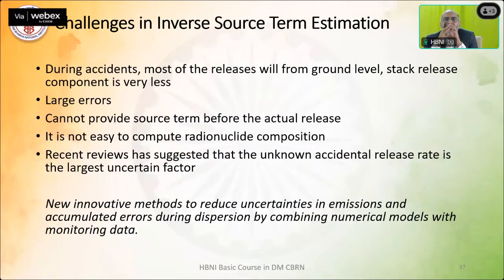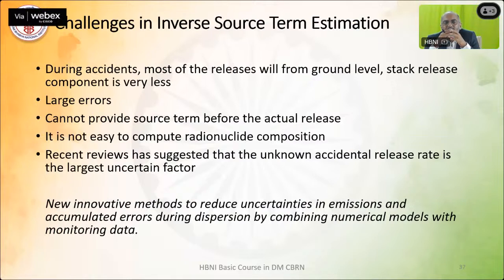So what are the challenges in this inverse source term? As I said, estimation of the source term itself is a challenge. Even now, the Fukushima source term was refined until 2020, based on a lot of data, improvements in data, and improvements in treatment of uncertainties. The amount released from Fukushima was estimated, and revised estimates were published until 2020. There is still scope for refinement, which may not lead to better results. What I want to say is that source term estimation is a critical area, and it has its own challenges. Large errors are possible, and the reverse method cannot provide the source term before an actual release.